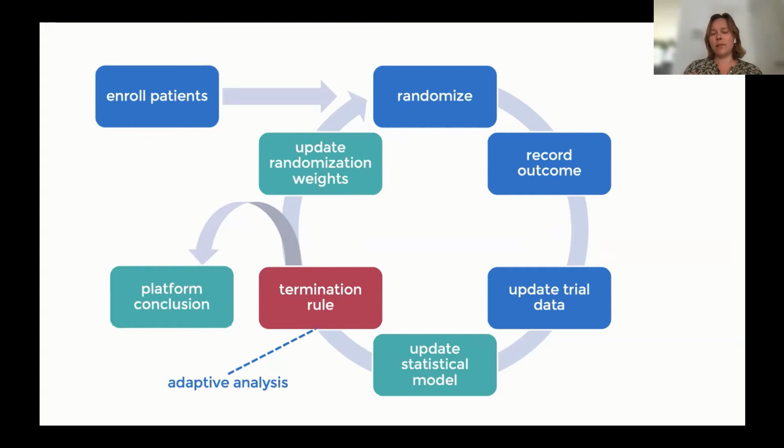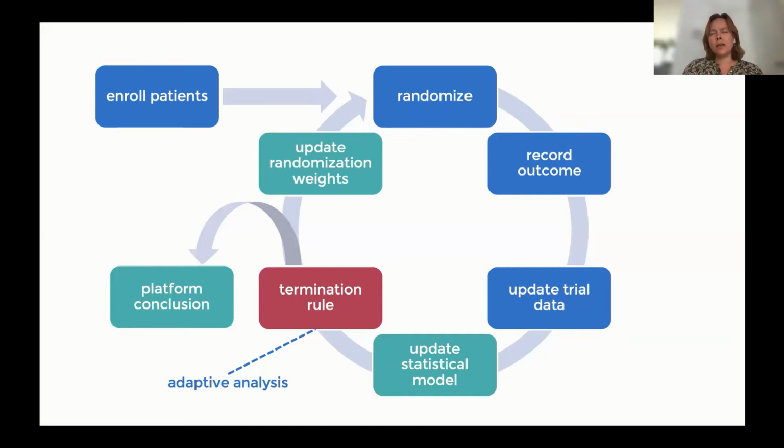If that doesn't happen, you can still do some adaptations to the trial. So let's say at the point of your adaptive analysis, you're not 99% sure, but you're 70% sure that intervention A is the best of all your interventions.